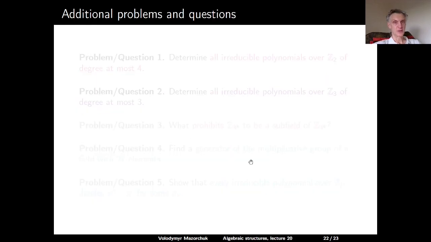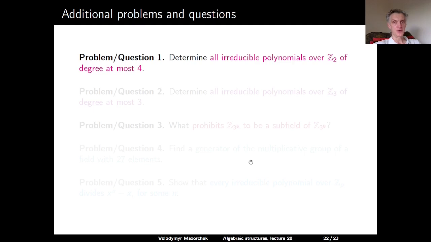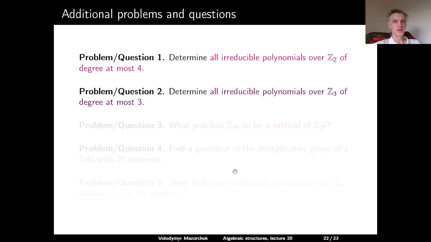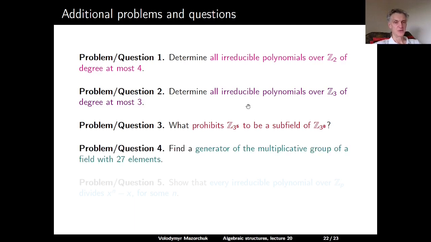Some additional problems and questions at the end. Problem question 1. Determine all irreducible polynomials over Z_2 of degree at most 4. Problem question 2. Determine all irreducible polynomials over Z_3 of degree at most 3. Problem question 3. What prohibits Z_3 to the power 5 from being a subfield of Z_3 to the power 8?